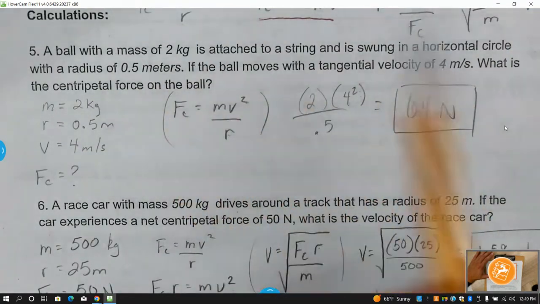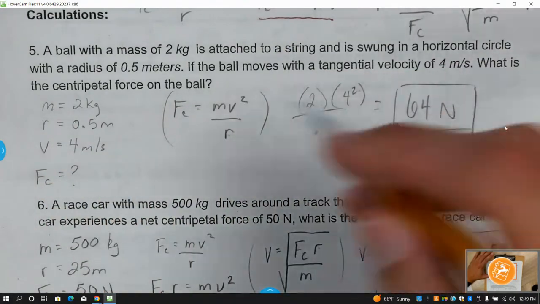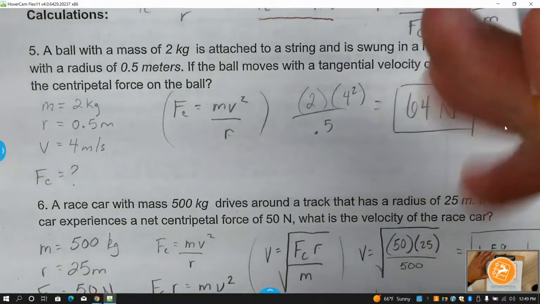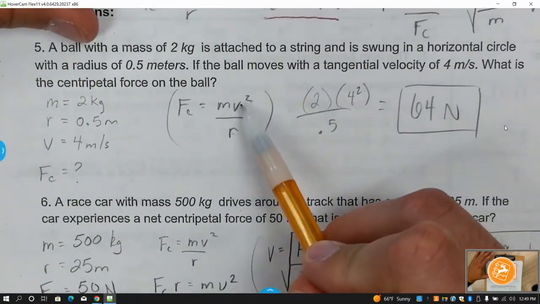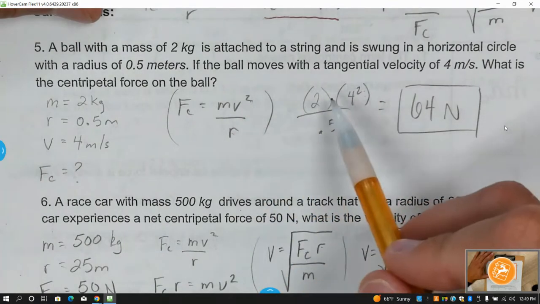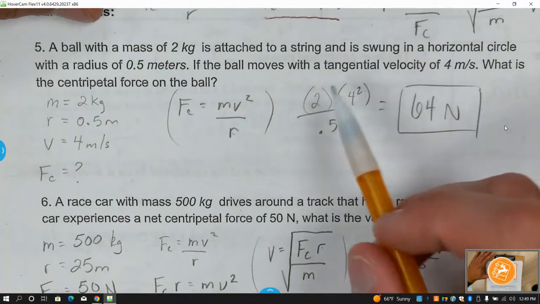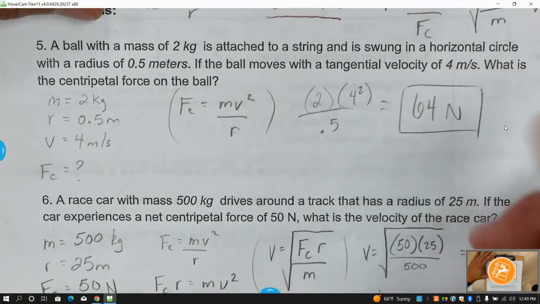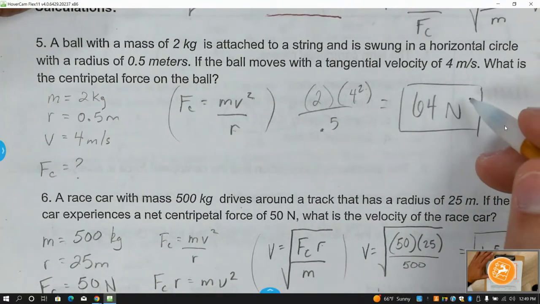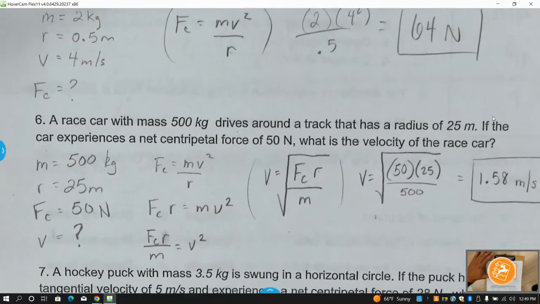You have mass, you have radius, you have velocity. Everybody's in the unit that they need. Mass is in kilograms, radius, meters, velocity, meters per second. So centripetal force, type everybody in. You're only squaring velocity. That is an important part. So you wouldn't want to do 2 times 4 first, equals, and then square. 4 squared equals times 2 equals divided by 0.5. You're going to get 64. And force, the unit for force or any force is the Newton.